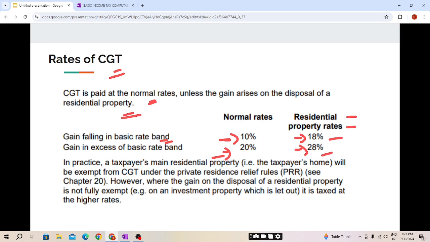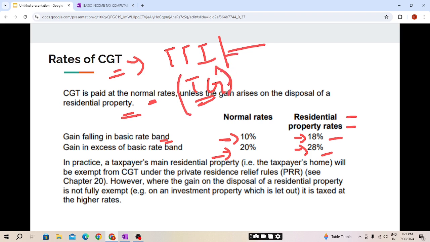The rates of CGT will be determined by using the total taxable income, and above that we need to see the taxable gains will be treated as the top slice of the income, and we need to see whether the taxable gains fall in the basic rate limit. For the basic rate limit it will be taxed at 10% for normal rates and 20% above the basic rate band, and for residential property it is 18 and 28%.